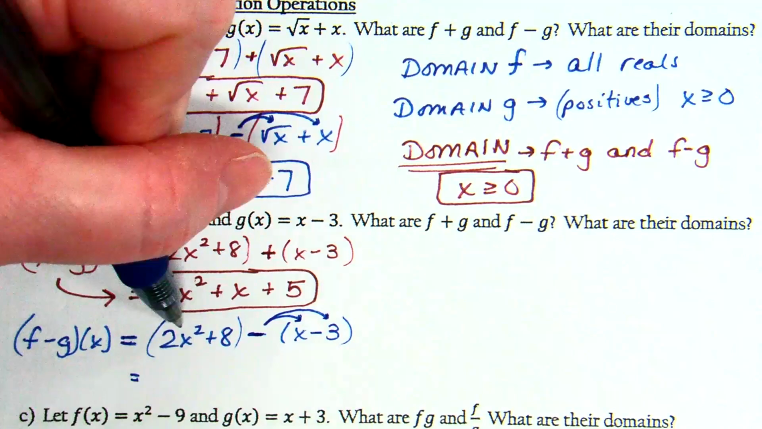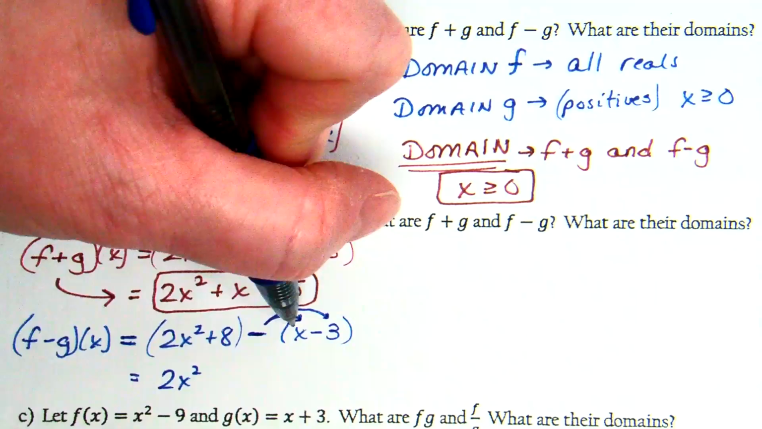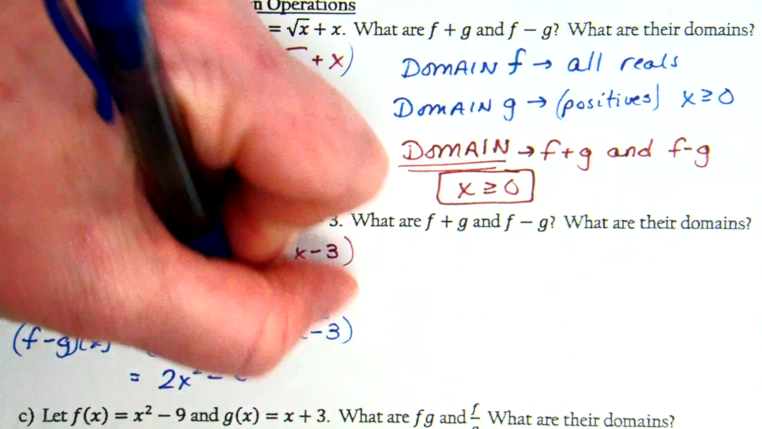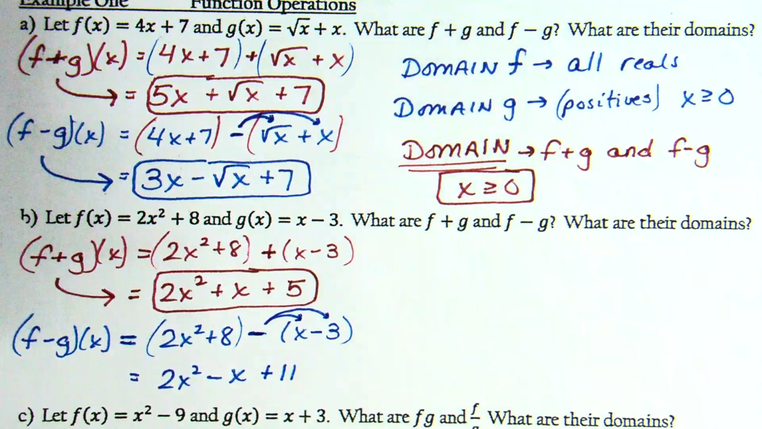2x squared stays with 2x squared. This x is now being subtracted, so it's minus x. What about the 8 and 3? It's 8 minus negative 3. How do you do 8 minus negative 3? It's 8 plus 3, which is 11. So 2x squared minus x plus 11.